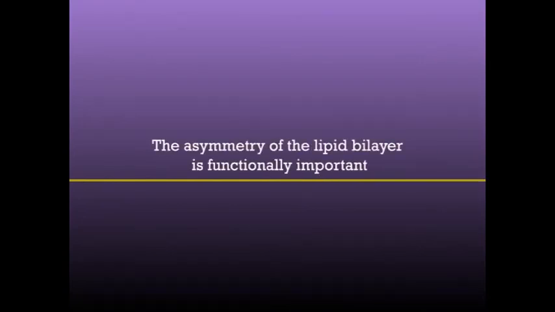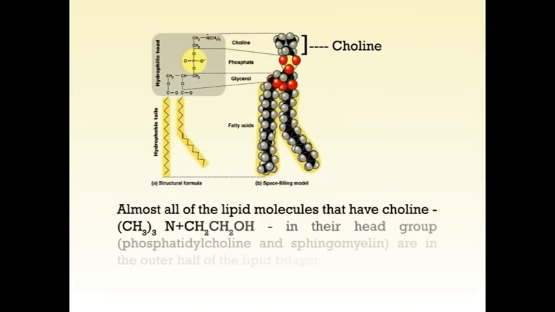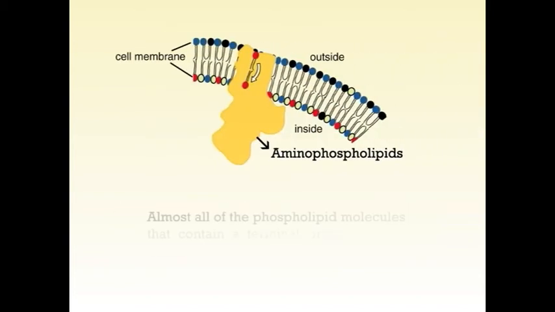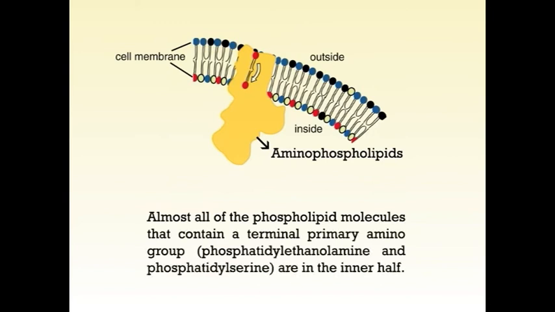The asymmetry of the lipid bilayer is functionally important. The lipid composition of the two halves of the lipid bilayer in the membranes is strikingly different. In the human red blood cell membrane, for example, almost all the lipid molecules that have choline in their head groups, that is, phosphatidylcholine and sphingomyelin, are in the outer half of the lipid bilayer, whereas almost all of the phospholipid molecules that contain a terminal primary amino group, that is, phosphatidylethanolamine and phosphatidylserine, are in the inner half.